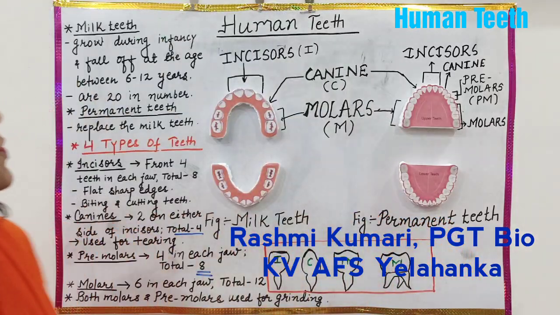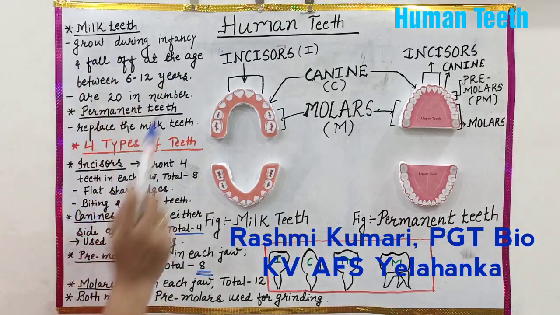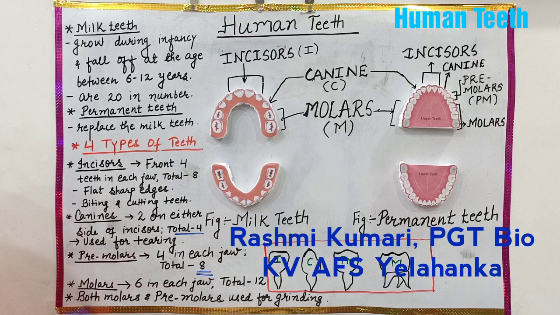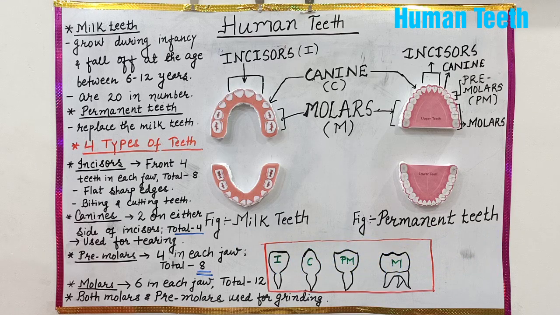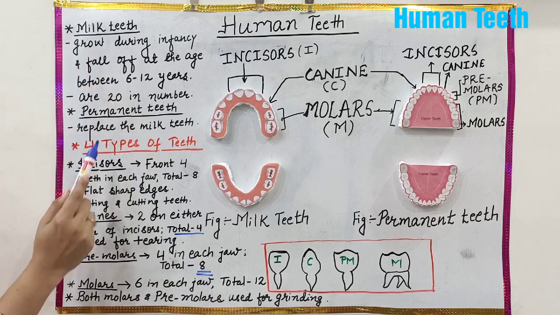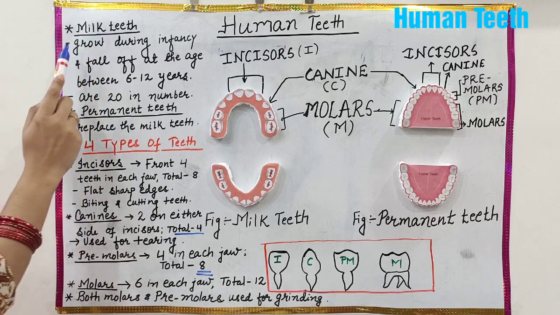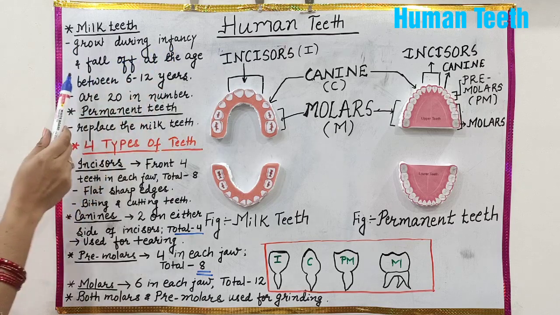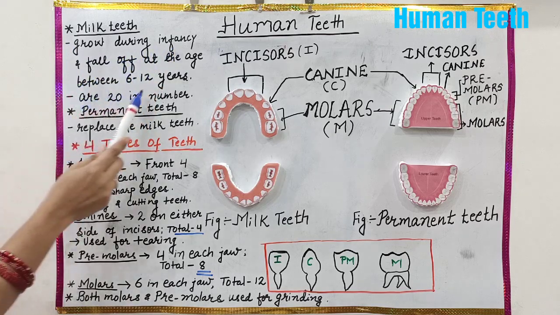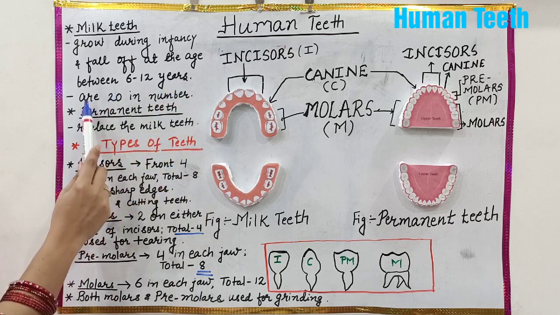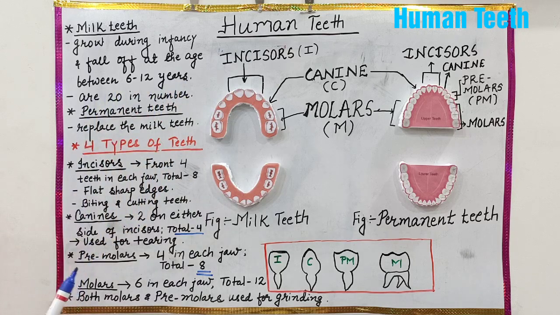Today we are going to study a very interesting topic, human teeth. By this time all of you must have experienced the losing of teeth and coming up of new teeth. Yes, humans have two sets of teeth. Those teeth are called milk teeth and permanent teeth. The milk teeth grow during infancy and fall off at the age between 6 to 12 years. And they are 20 in number.